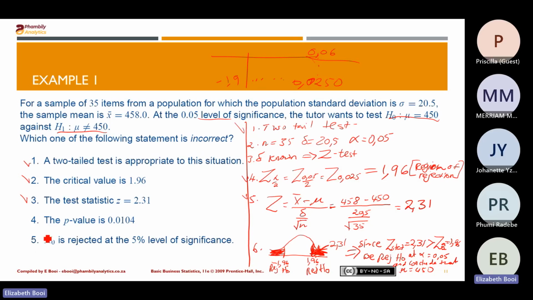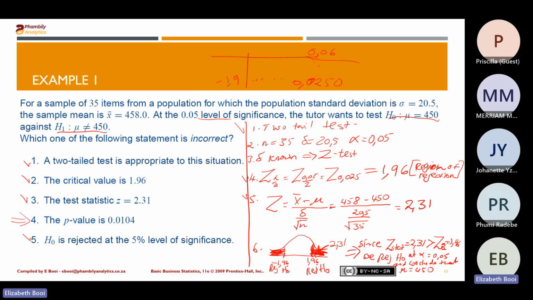Statement number 5 says H naught is rejected at the level of significance of 0,05. So we know that we reject the null hypothesis. Therefore, we say that is correct. Therefore, it means the incorrect statement here would have been that one. But I'm going to get back to the p-value just now.